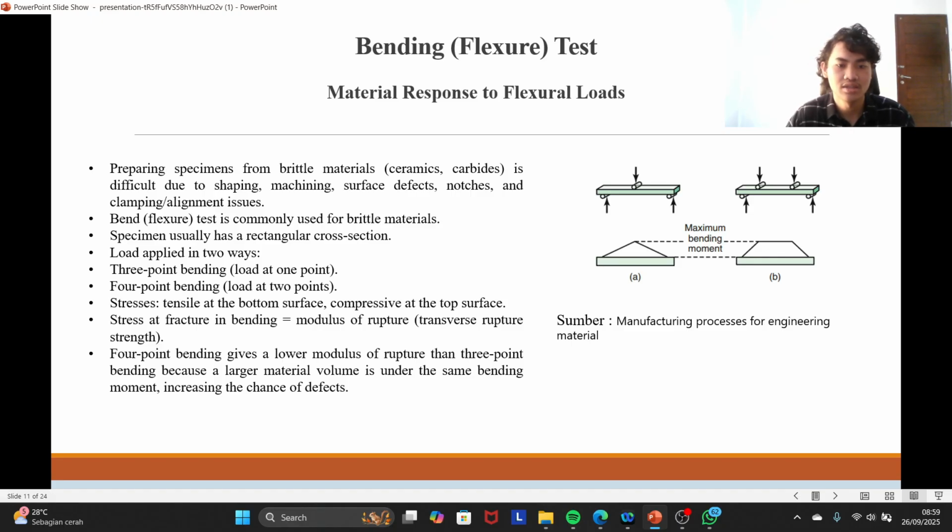Stresses are tensile at the bottom surface and compressive at the top surface. Strength at the fracture in bending is called the modulus of rupture, or transverse rupture strength. 4-point bending gives a lower modulus of rupture than 3-point bending because a larger material volume is under the same bending moment, increasing the chance of defects.